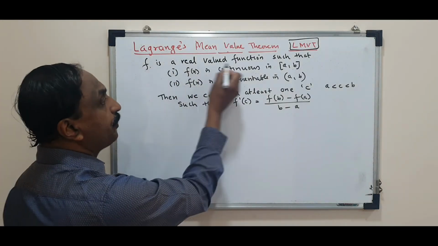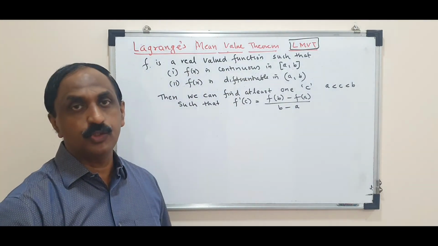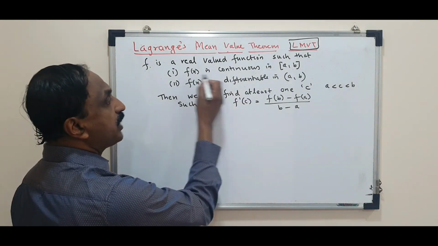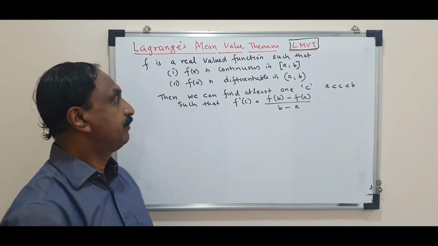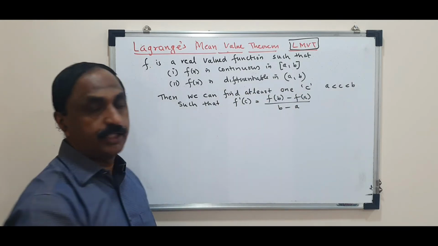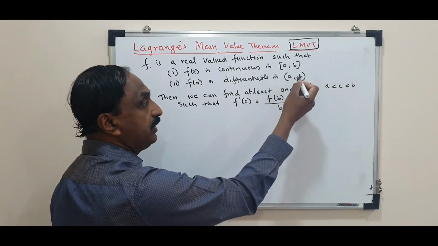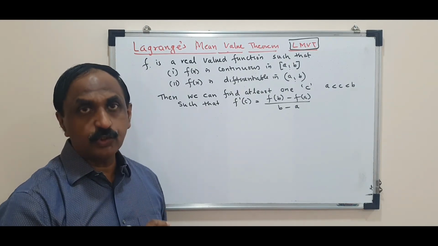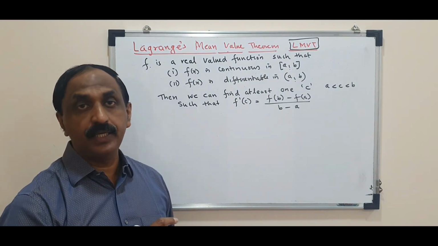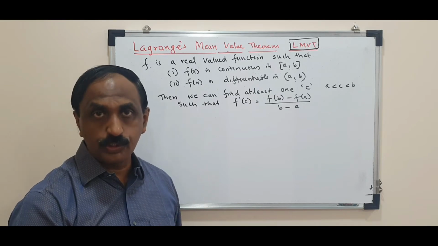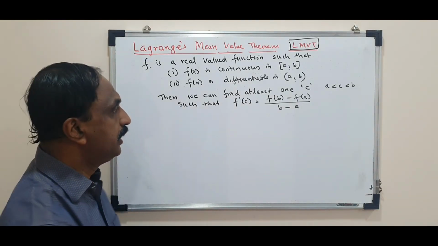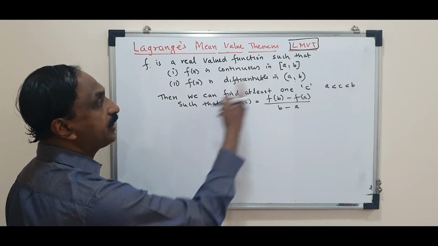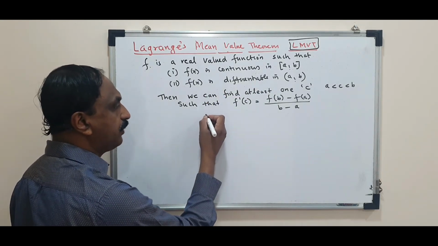First of all, the function should be a real valued function. That means you'll be able to sketch it on graph paper on a real plane. The function f of x should be continuous in the closed interval and differentiable in the open interval a, b. But here there's no condition like f of a and f of b should be equal. That condition is applicable only in Rolle's theorem. Here no such condition. So let's try to find out what is the speciality of Lagrange's mean value theorem.